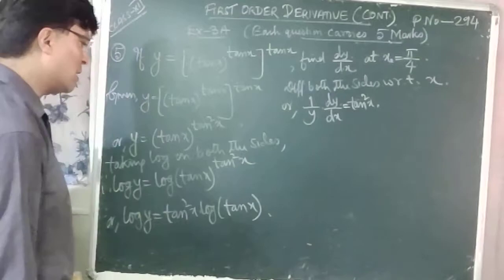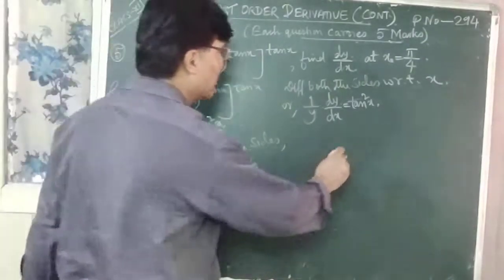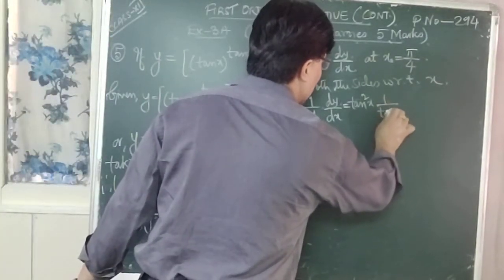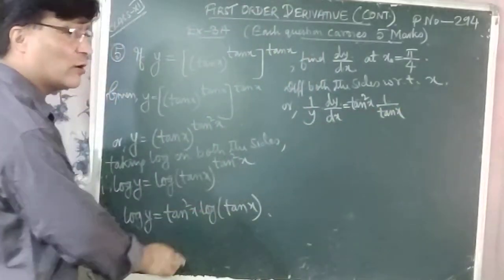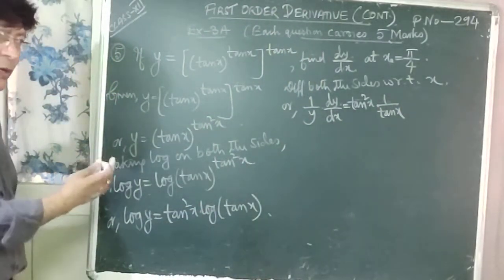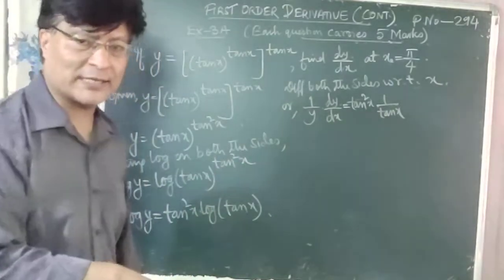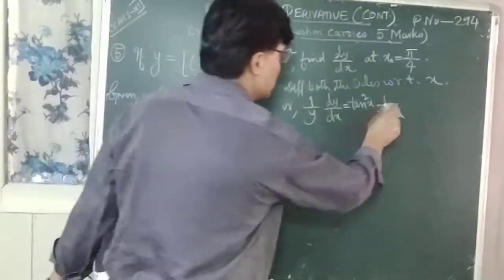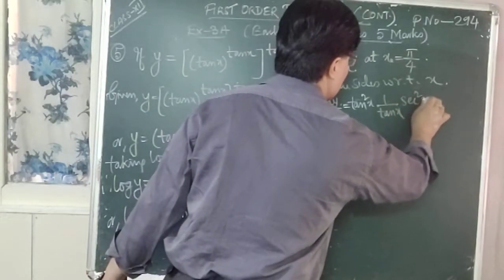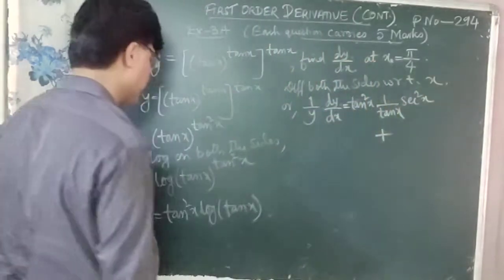Tan square x into, now differentiate log of tan x, it will be 1 by tan x, isn't it? It is just like your log x form. Log x differentiation is 1 by x, but here it is 1 by tan x. This tan x was assumed as x. Again you have to differentiate tan x with respect to x, that is sec square x. So this is your sec square x plus.